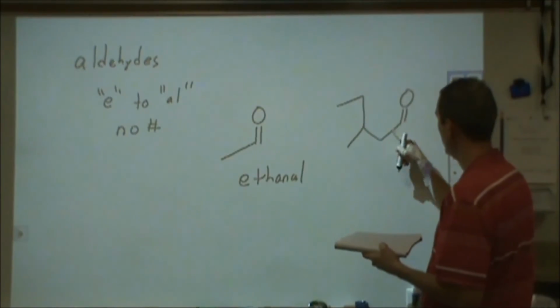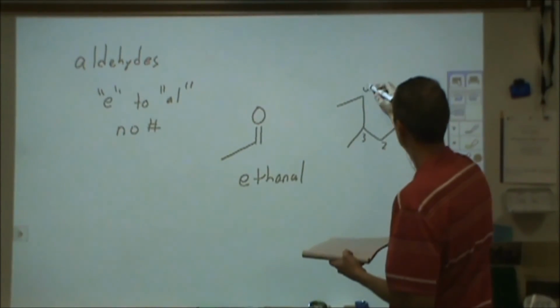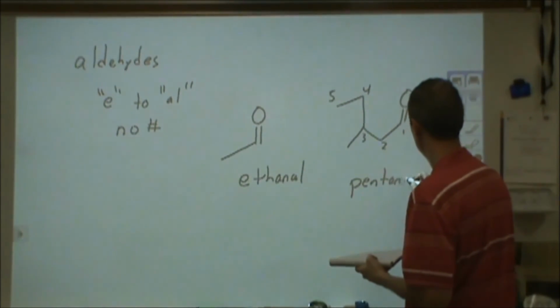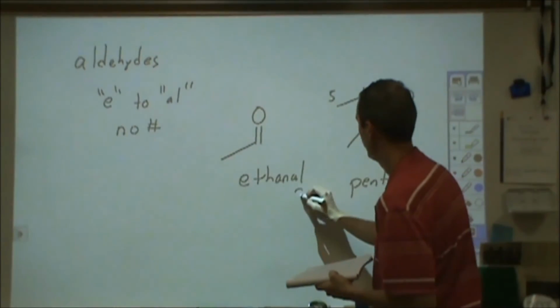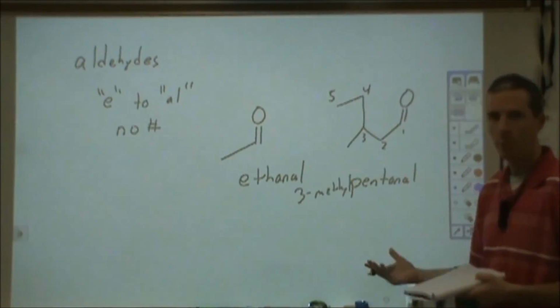For a little more complicated one here, we can do 1, 2, 3, 4, 5. So this is pentanal, but we have a methyl at the third carbon. 3-methylpentanal.